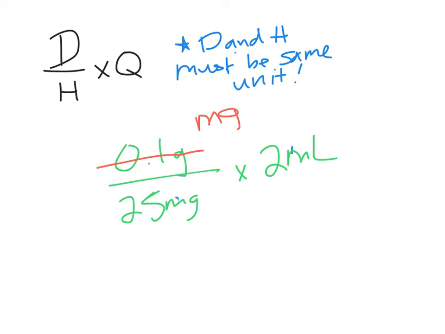So by either moving that decimal 3 places to the right, again, that's what grams to milligrams is on that metric chart, or times 1,000. So that would be 100 milligrams. So we'd end up with 100 divided by 25, which is 4, times 2, answer here would be 8 milliliters. Again, the unit of my answer is always whatever the unit of my quantity is. So no matter what, we always want D and H to be the same unit.